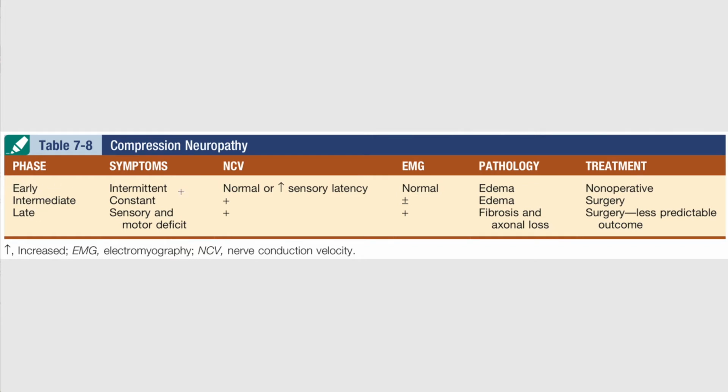Now, at the early stage, you could see that the EMG and CV results are usually normal. And what happens here actually is that the nerve is in an edematous stage, and usually you do not need to operate on this kind of patient. But next, sometimes the patient may progress into a more severe stage, which is the intermediate stage, and the symptoms that they feel may be constant all the time, and the NCV and EMG results may show abnormality, even though sometimes the EMG may also show no changes or still be normal.